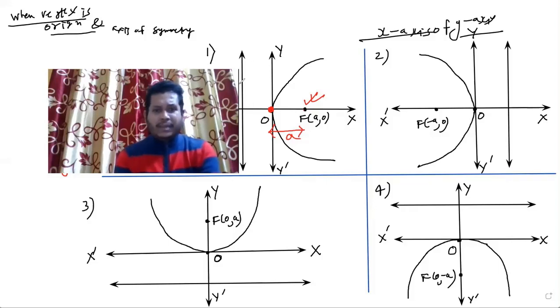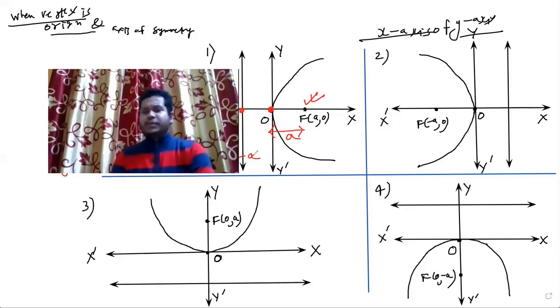And in that case, if this is my directrix, then obviously this point should be how much then? It should be obviously at a distance of a from the origin. So that means this line equation will be what? It should be x equal to minus a. So in this case, the equation of the directrix will be x equal to minus a.